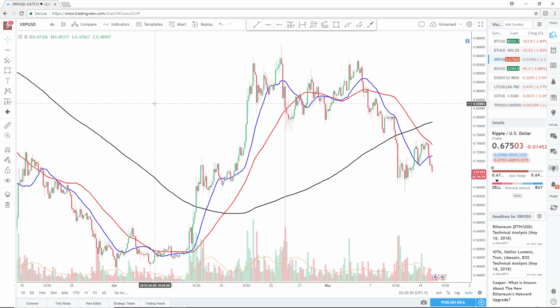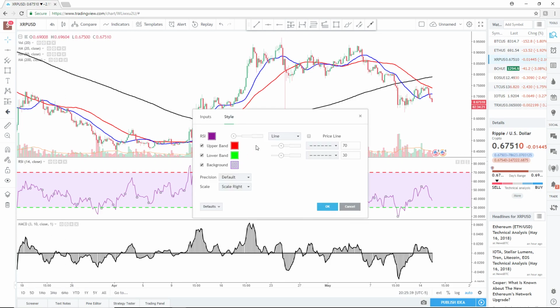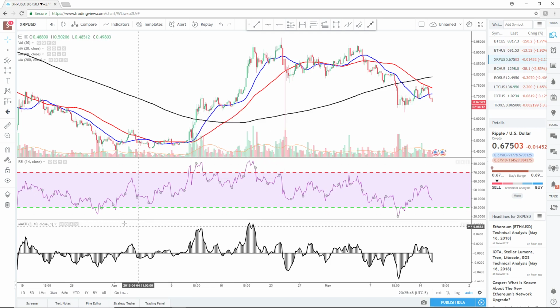Also, the other indicators I use, I have RSI, just your regular RSI standard values. I have the 14 period, and then the overbought, oversold lines are at 70 and 30. You can see the 14 for the length, and then the MACD.